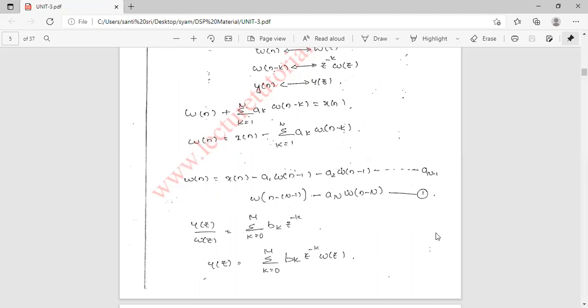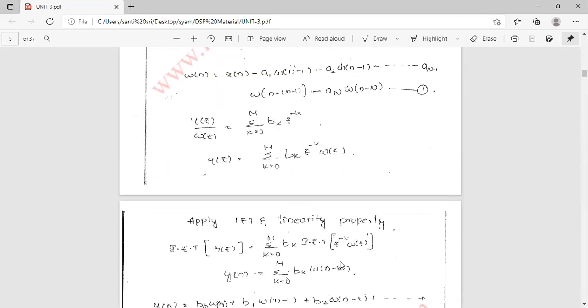Or Y of z by W of z is equal to sigma k equal to 0 to m b k into z power minus k, or Y of z equal to W of z into this. So this can be written as b k into, by applying inverse z transform, z power minus k and W of z will become w of n minus k, right? So inverse z transform of Y of z equals sigma k equal to 0 to m b k into inverse z transform of z power minus k into W of z. This will become w of n minus k.